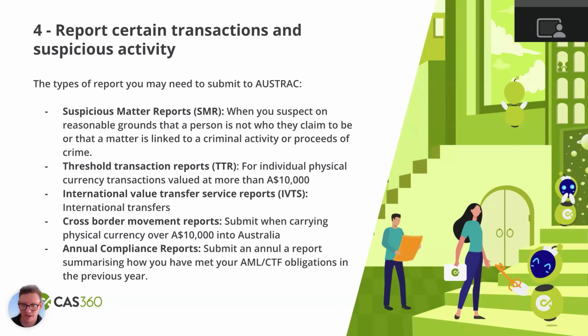The next one is obviously around international transfers. If you're dealing with a multinational client, are there suspicious international transfers going on? And then cross-border movements, so around physical cash being brought in and out of Australia as well. So there are some things there around those particular movements of money. And then the final one, which is the annual compliance report: submitting an annual report to AUSTRAC each year summarizing how you've met your AML and CTF obligations. Okay, so that's another part as well.